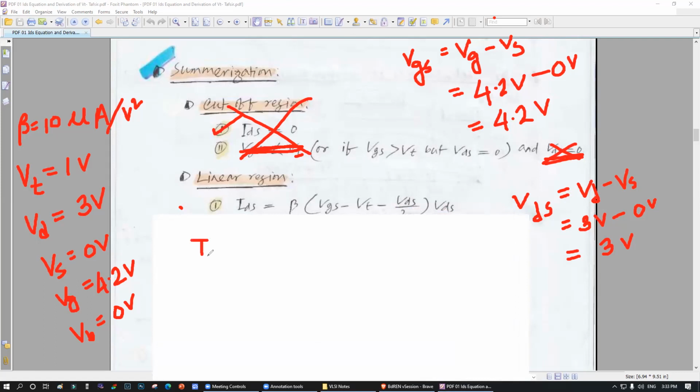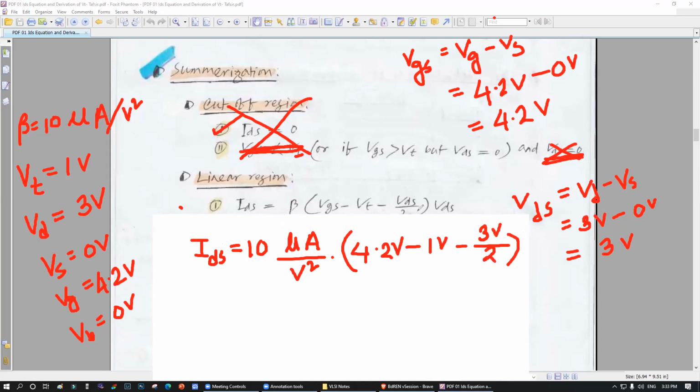Now your IDS is equal to beta. What is the value of beta? 10 ampere per volt square, right? Then come to the VGS. What is the value of VGS? 4.2 volt. What is the value of VT? VT is equal to 1 volt. What is the VDS by 2, right? VDS is equal to 3 volt divided by 2 into VDS, right? You have another VDS here.